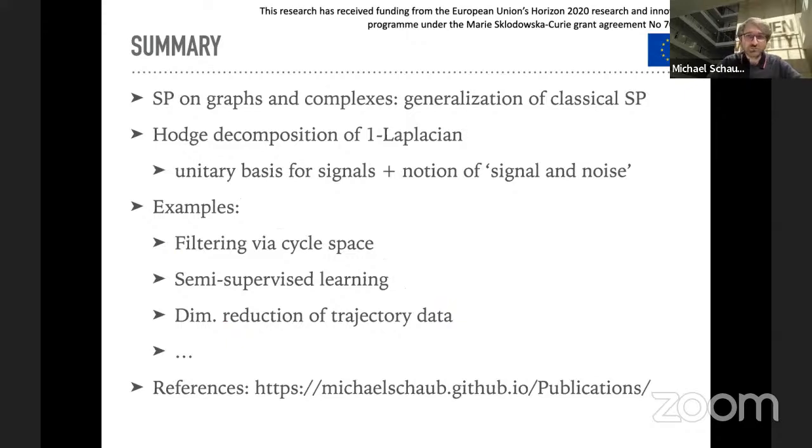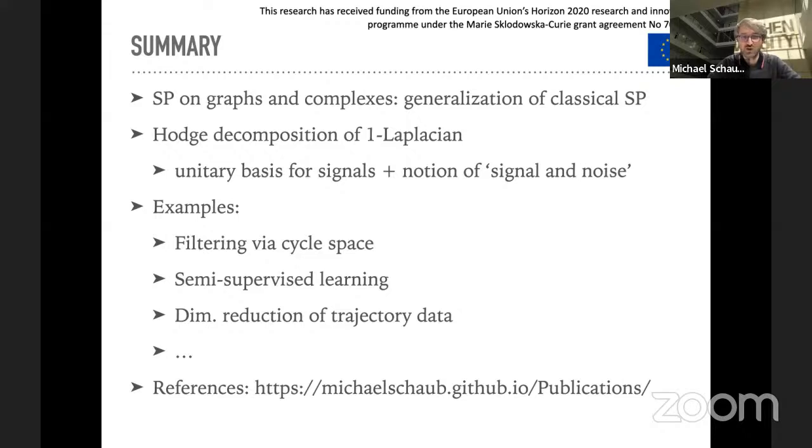Okay, so with that, I want to close and want to say, what did I talk about? Basically, I talked about a useful set of basis functions for signals defined on complexes. How did I do this? Well, the argument was that signal processing on graphs and complexes is nothing but a generalization of classical signal processing and the idea of finding the right representation for your signal. The Hodge decomposition for the one Hodge Laplacian is a useful tool for interpretation, and it gives us a nice set of unitary basis signals.